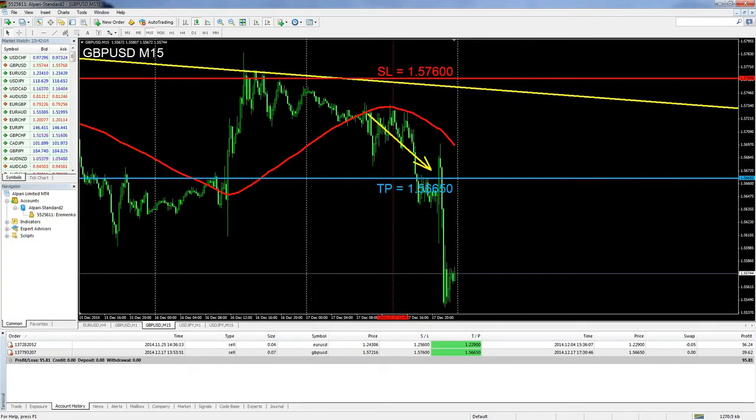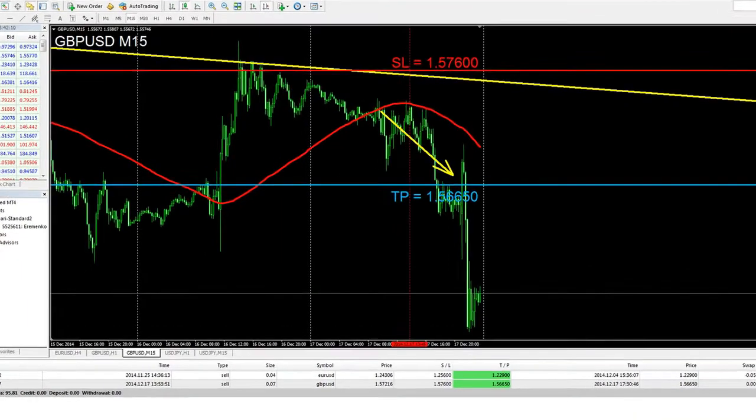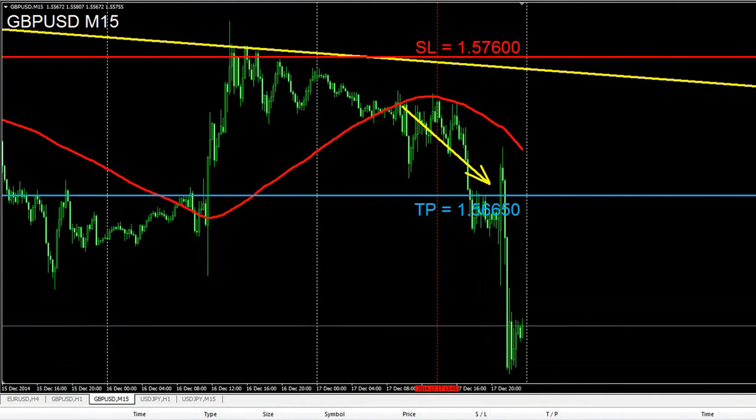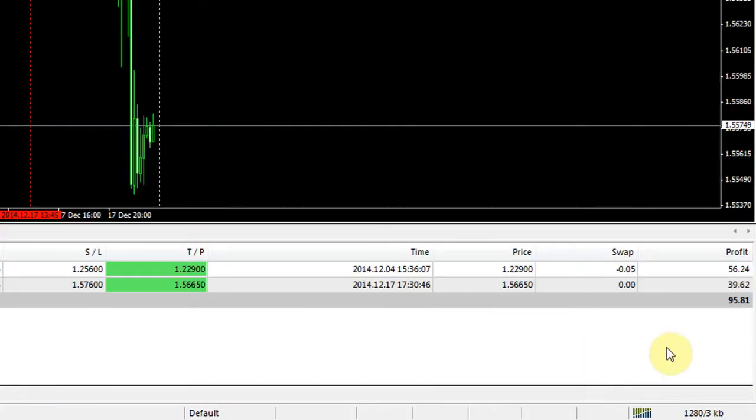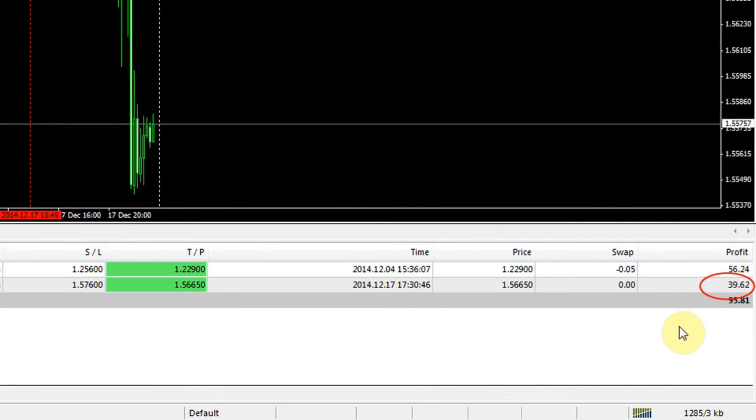Hello and welcome back. I just woke up and saw the good news, and I'm super excited to share it with you. Overnight, well, overnight for me, there was a massive movement in the British pound dollar in exactly the direction that we predicted, and as you can see here at the bottom, our trade closed at a take profit, and we earned $39.62 real dollars on the Forex market with this one single trade.